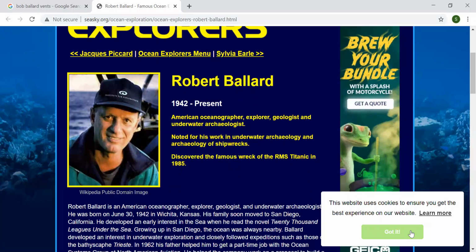Bob Ballard is a famous shipwreck discoverer. He's basically an underwater archaeologist. He's found shipwrecks from ancient Greece in the Mediterranean Sea and the Aegean Sea. He's found Viking ships. He's found the first submarine used in the Civil War. He's found, I think it was the Bismarck. Wasn't that the Nazi battleship?